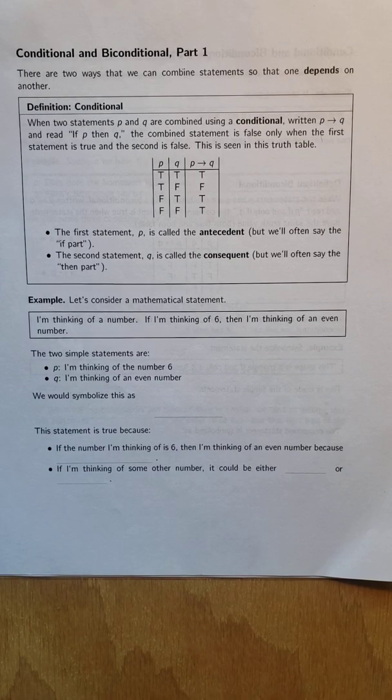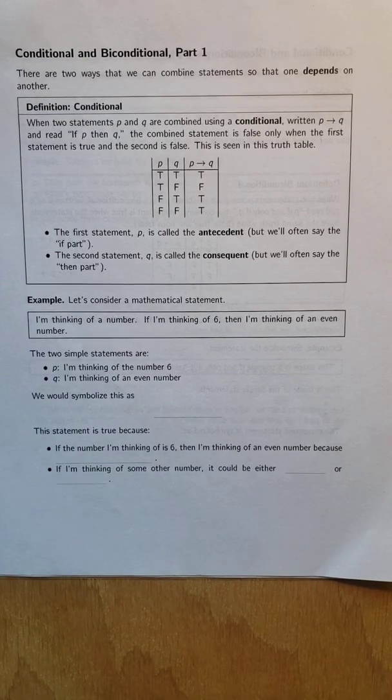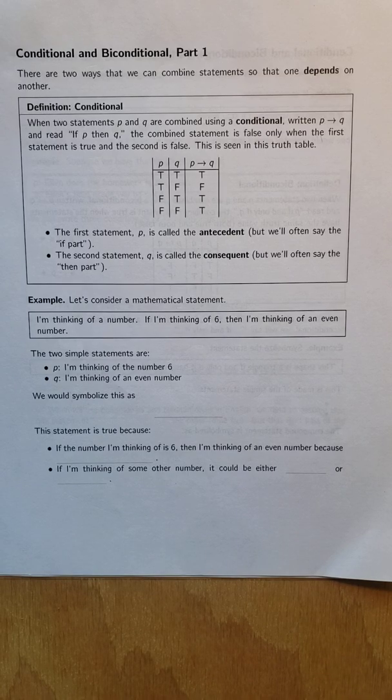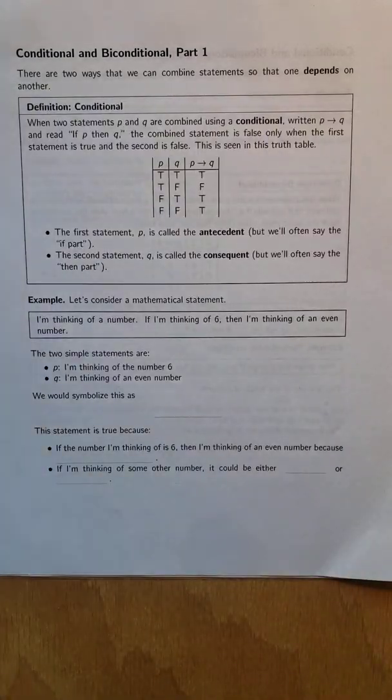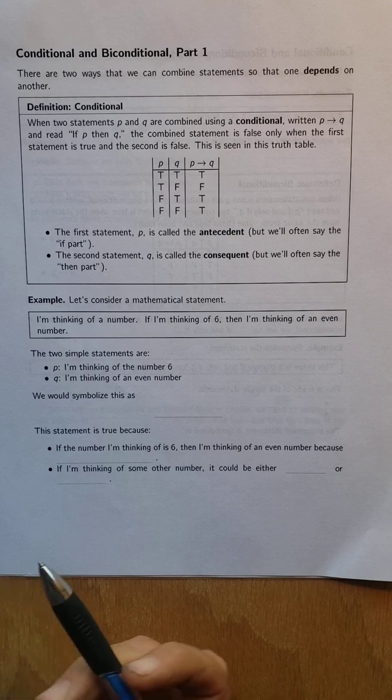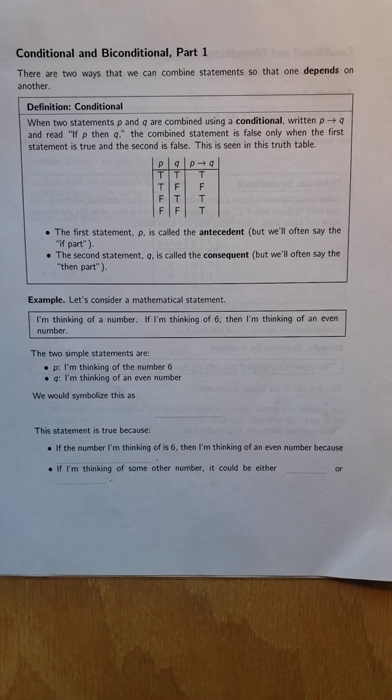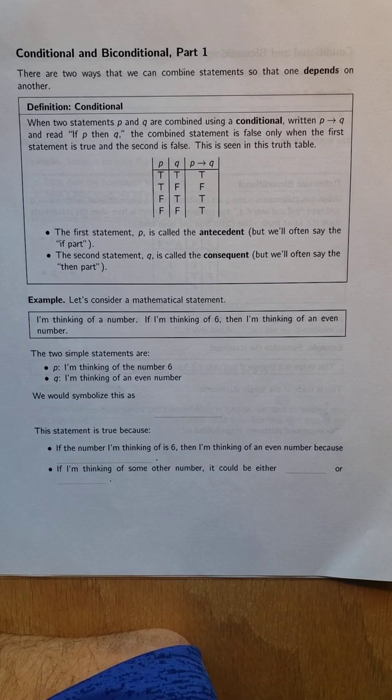All right, I'm going to finish up section 2.3. Last time we were talking about simple compound statements. We did the conjunction, which is the "and", and the disjunction, which is the "or". So our next step is we're going to look at what's called the biconditional and the conditional. And the first one we're going to look at is the conditional.